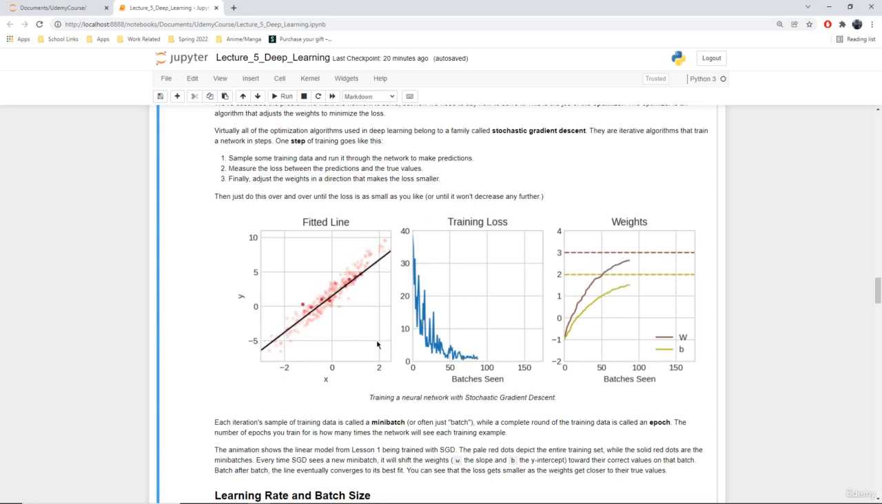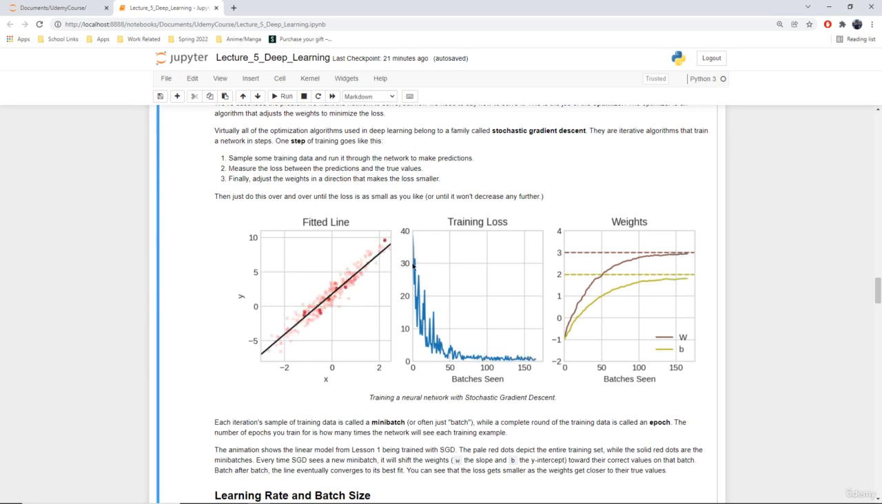If we look at this diagram, you might recognize it. This is showing the linear model from lesson 1 being trained with stochastic gradient descent. The pale red dots depict the entire training data set, while the solid red dots are the mini batches. At each step, it's sampling some training data, the dark red dots. Each time our optimizer sees a new mini batch, it shifts the weights towards their correct values. Essentially, this line is converging to its line of best fit using this optimizer.